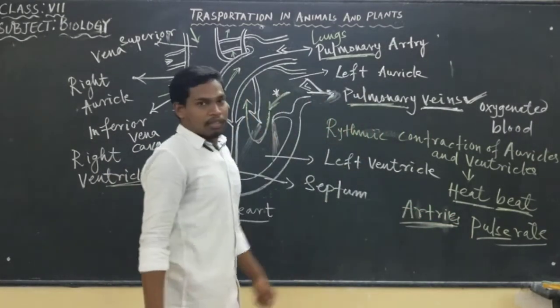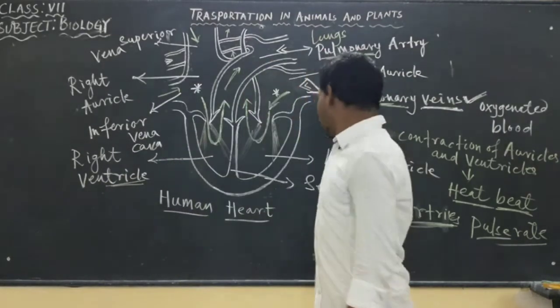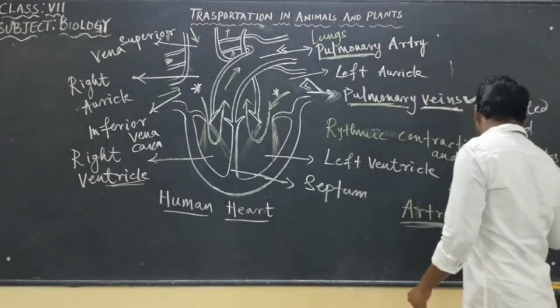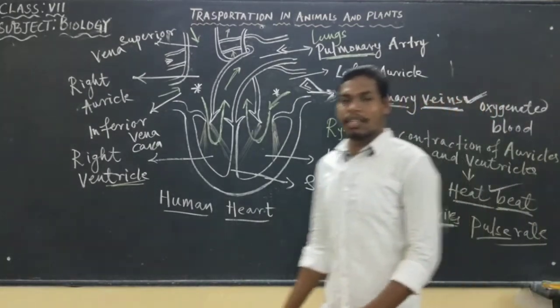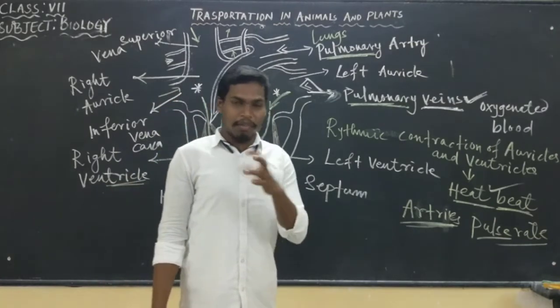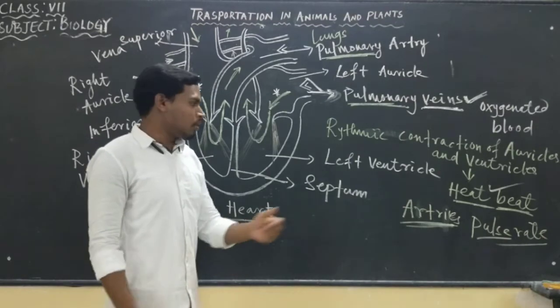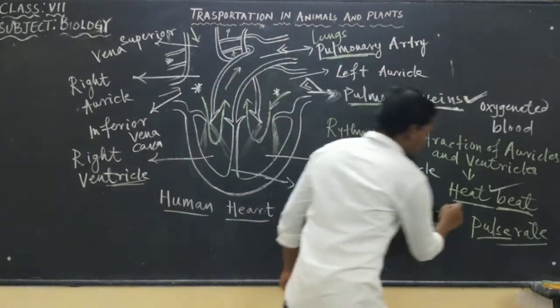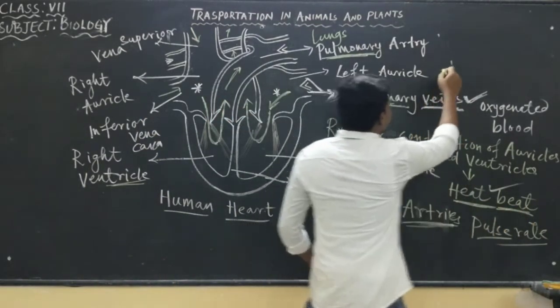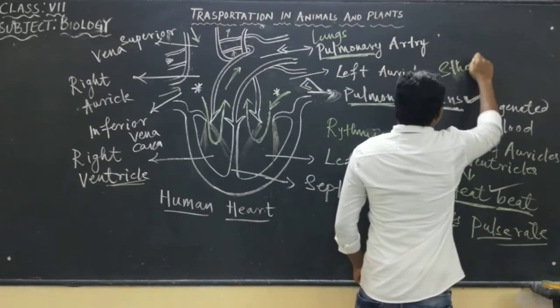So what do doctors do? Doctors listen to the heartbeat. They place the stethoscope on the left part of our chest cavity. The stethoscope is the instrument used to know the heartbeat. So which is the instrument? That is the stethoscope.